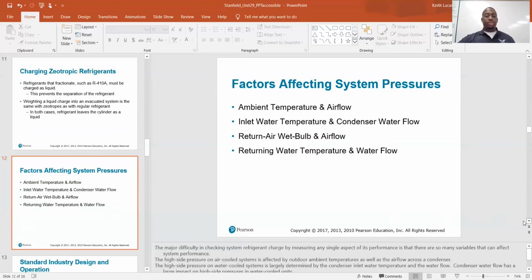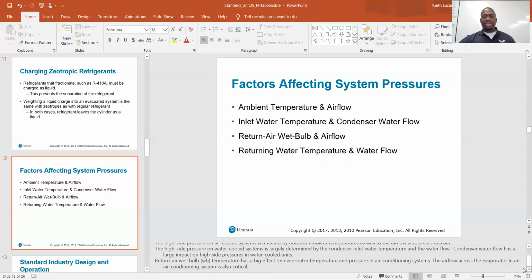Factors affecting system pressures. The major difficulty in checking system refrigerant charge by measuring any single aspect of its performance is that there are so many variables that can affect system performance. The high side pressure on air-cooled systems is affected by outdoor ambient temperatures as well as airflow across a condenser. The high side pressure on water-cooled systems is largely determined by condenser inlet water temperature and the water flow. Condenser water flow has a large impact on high side pressure in water-cooled units.